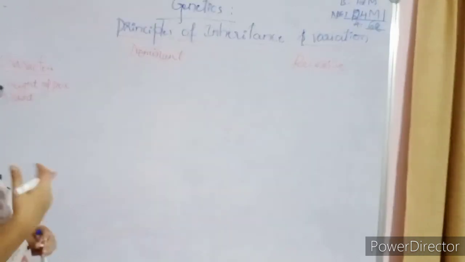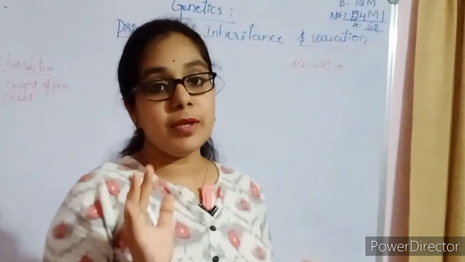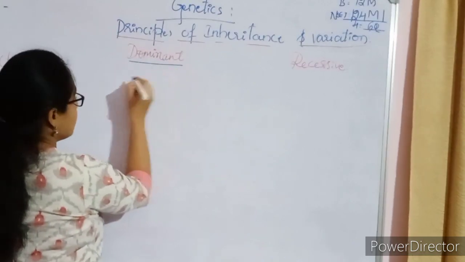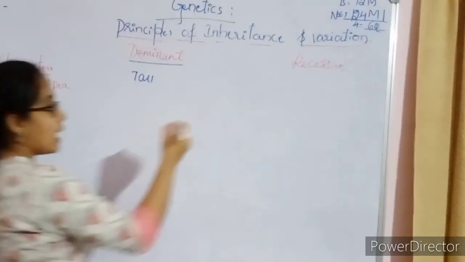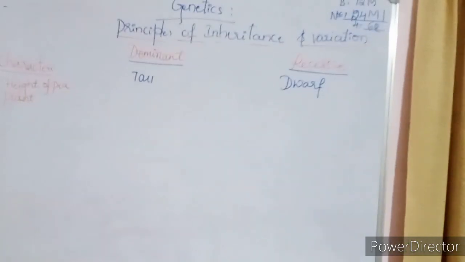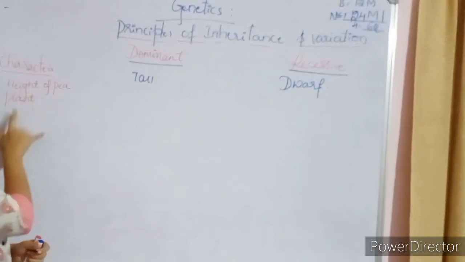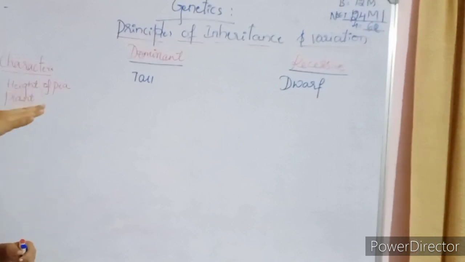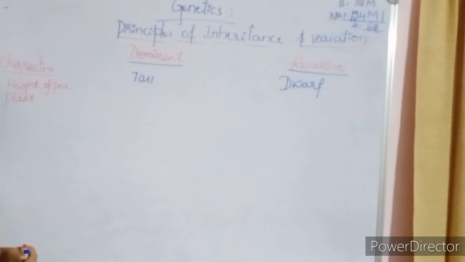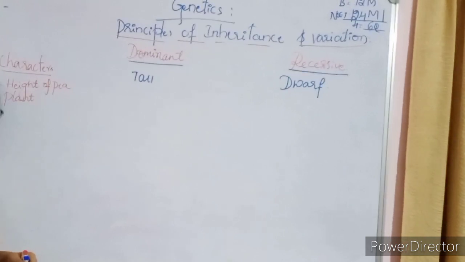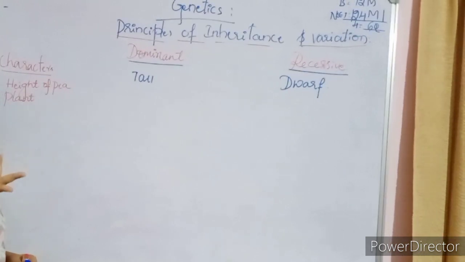Coming to height, what will be the contrasting characters? One will be tall, another will be dwarf. The dominant character was tall and the recessive character was dwarf. You have to understand that you cannot say all pea plants will have the same height. One will be taller, one will be dwarf. Taking that point in mind, he took the height of a plant as one of the contrasting characters. It may be tall or it may be dwarf.